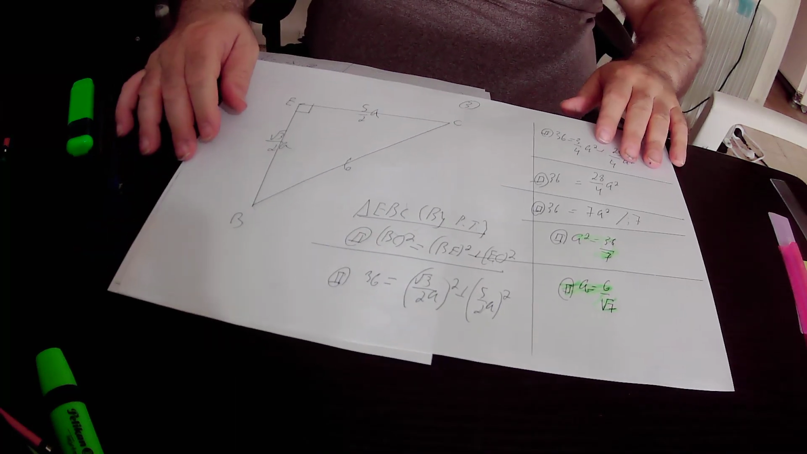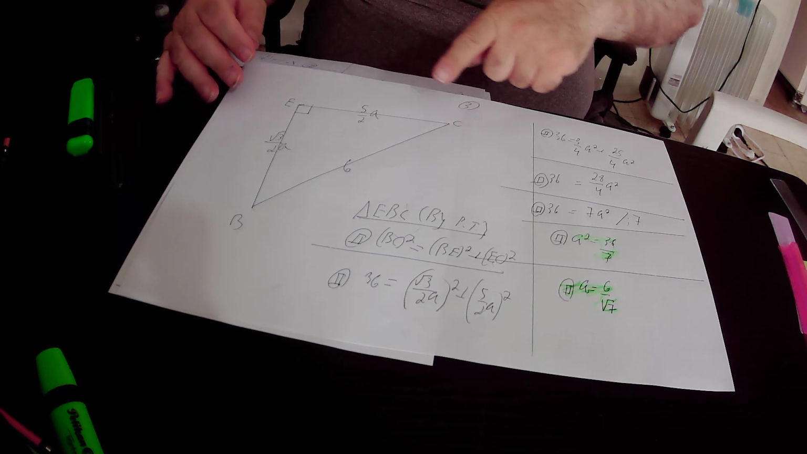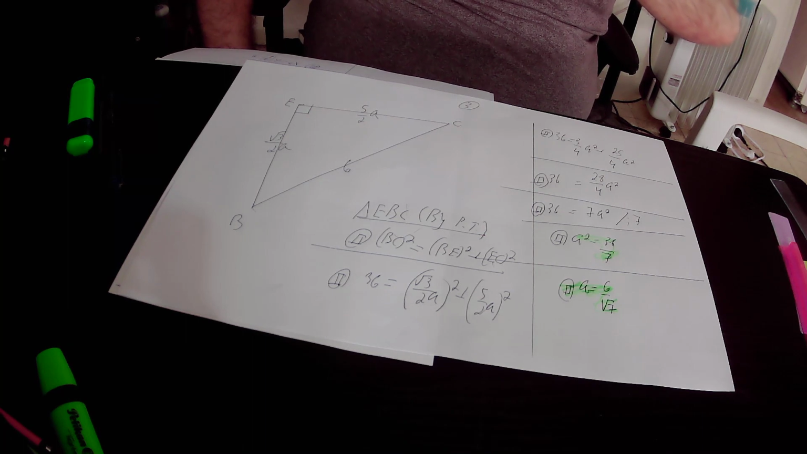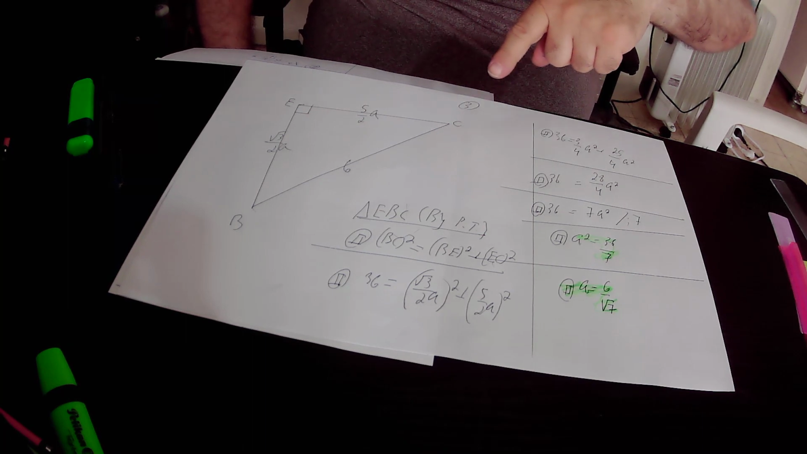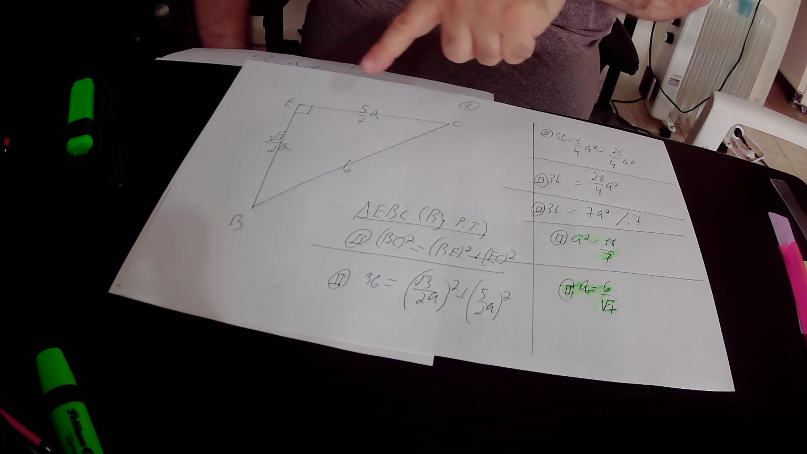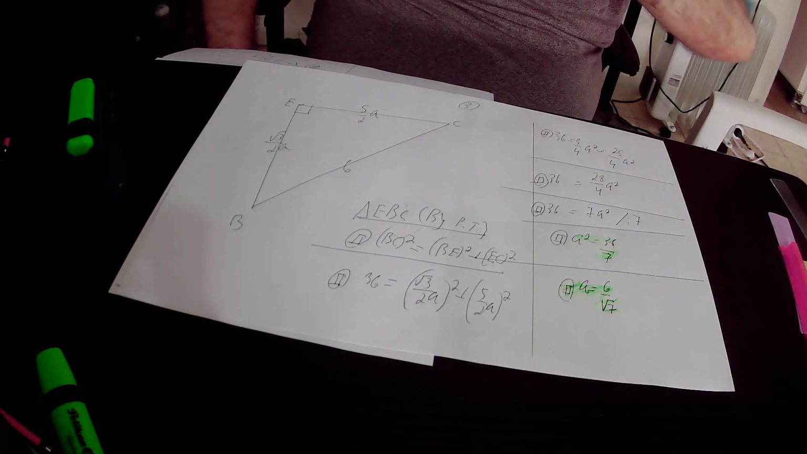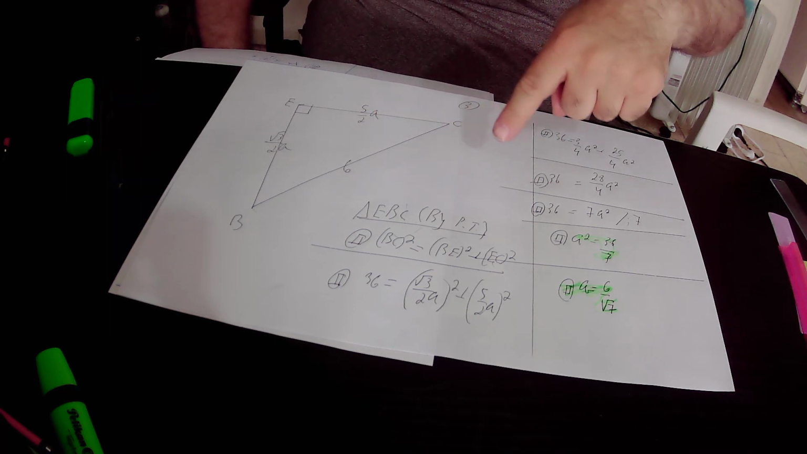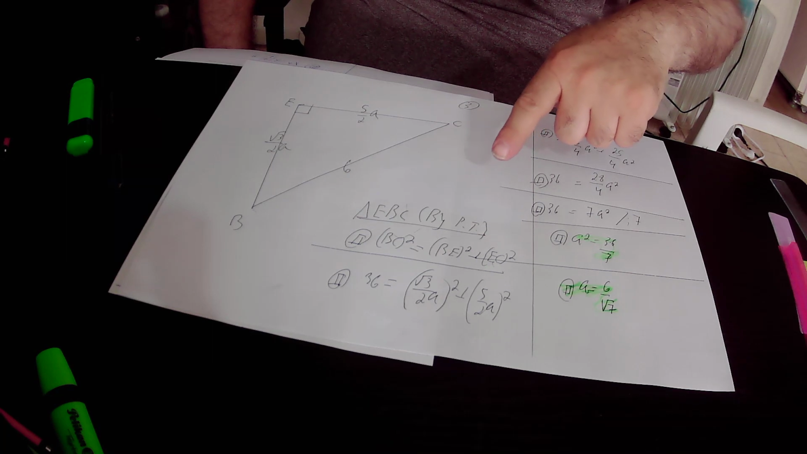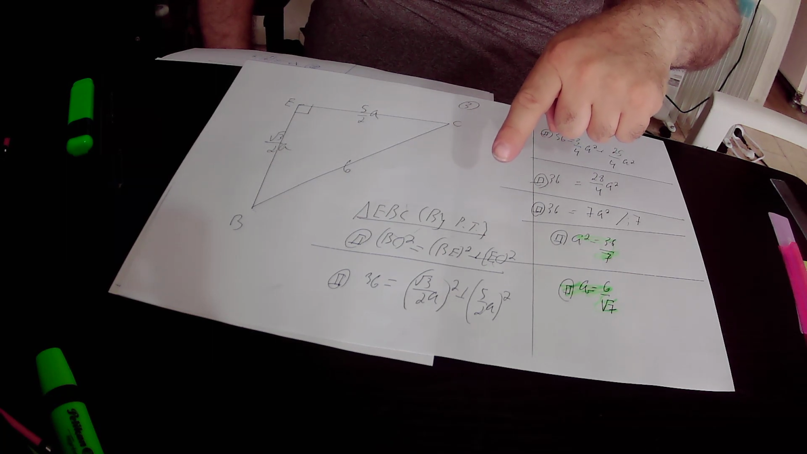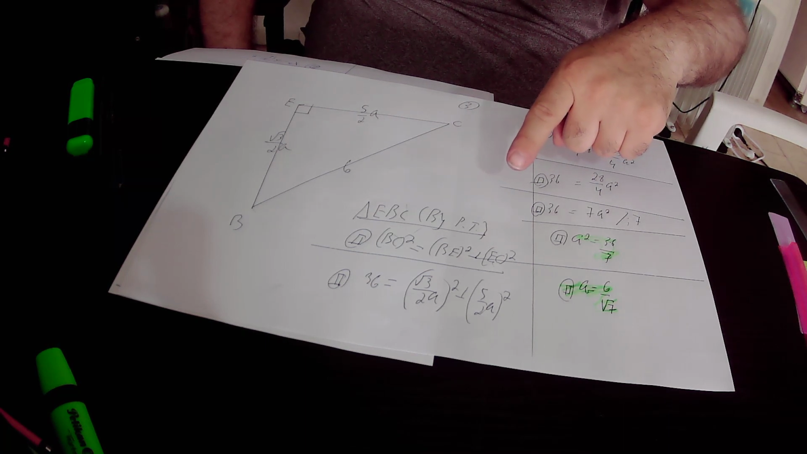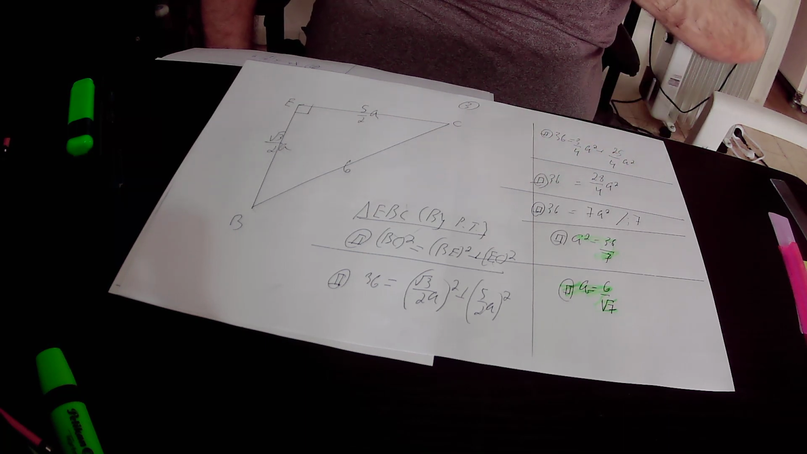So we implemented the Pythagoras theorem on the right triangle, triangle BEC. According to the Pythagoras theorem, the square of the hypotenuse equals the sum of the squares of the perpendiculars. That is to say, BC square equals BE square plus EC square. BC equals 6, so BC square is 6 square, that is 36. And it is equal to BE square. BE equals square root of 3 over 2 times A, so BE square is square root of 3 over 2 times A square, plus EC square.